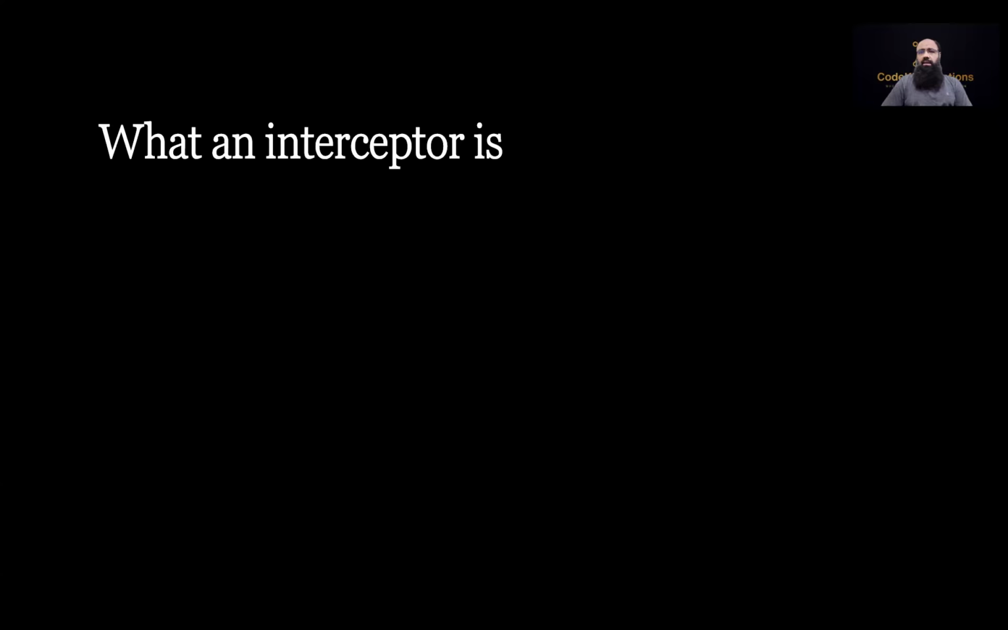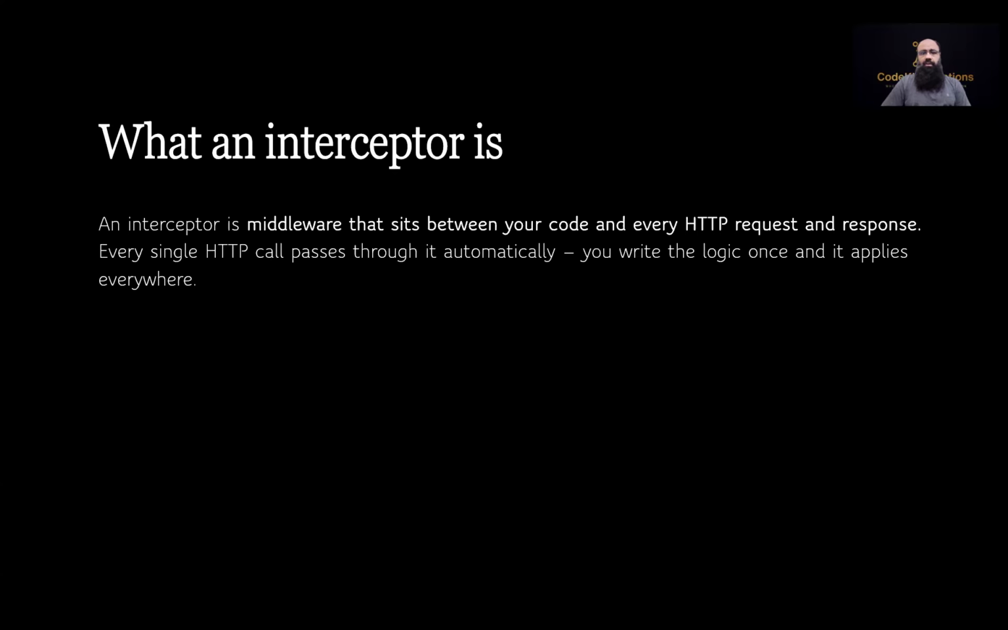So what is an interceptor and how is it effective in our case? An interceptor is a middleware that sits between our code and the HTTP request. You can think of it as something in the pipeline. Whenever our code executes, it intercepts and performs certain actions, and it is called for every HTTP request and response. Every single HTTP call passes through it automatically. So we write the logic once, and it is applied everywhere on every call.